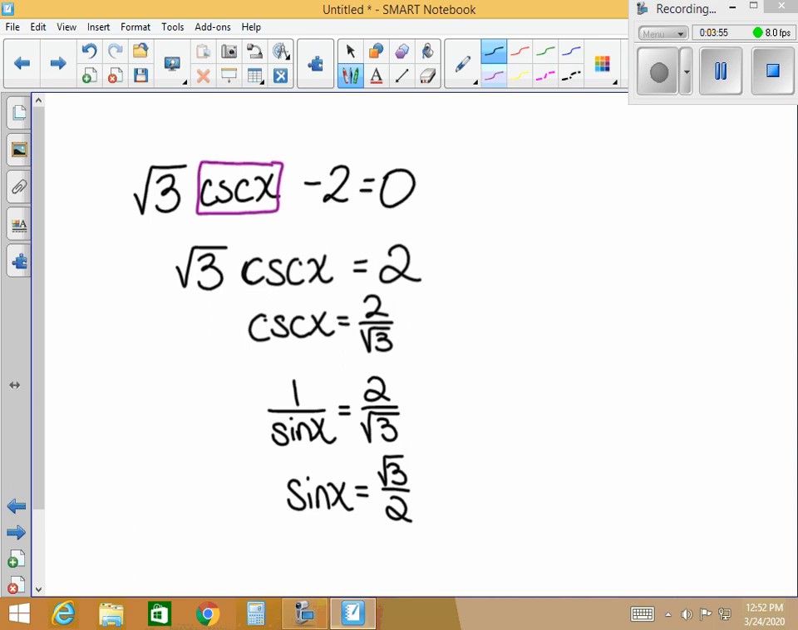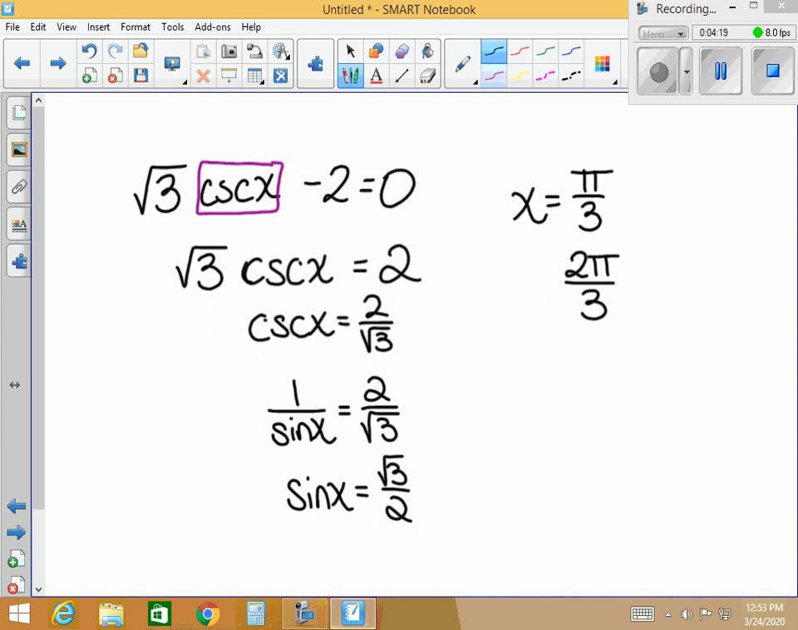So the sine of x is equal to the square root of 3 over 2 when x is equal to pi over 3. Okay, that's our first quadrant answer. We also know that the sine function is positive in quadrant 2, and so a pi over 3 reference angle in quadrant 2 looks like 2 pi over 3.